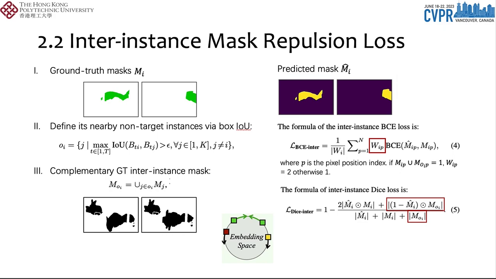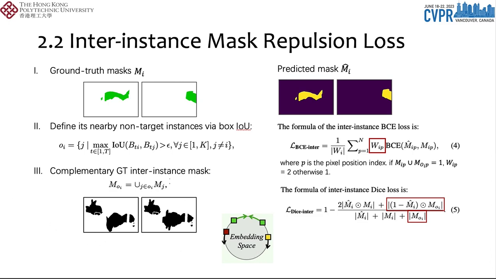Based on our defined inter-instance masks, we extend the traditional binary cross-entropy, BCE, loss and dice loss to the inter-instance BCE and dice loss, respectively. The above loss considers both the matching of pixels belonging to the target instance and the mismatching of pixels belonging to the nearby non-target objects, therefore providing instance-discriminative information to the segmenter for producing more accurate instance masks.